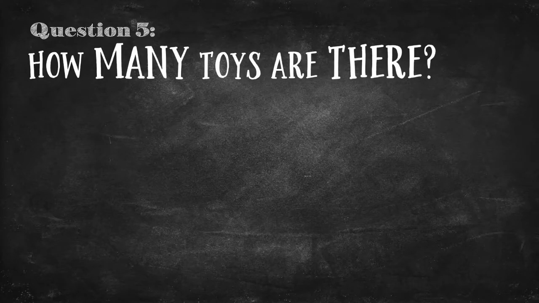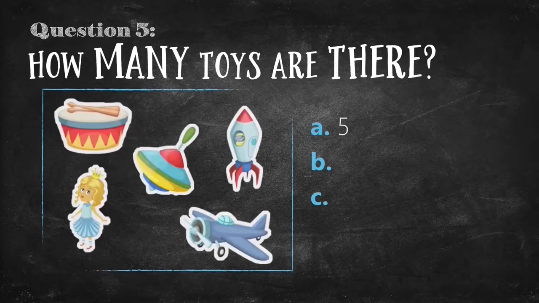Last question, question 5. How many toys are there? Is there A. 5, B. 6, or C. 7? The answer is A. 5. There are 5 toys. A rocket, a plane, a top, a drum, and a doll.